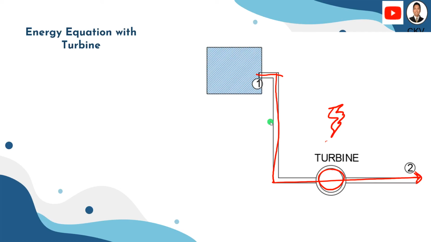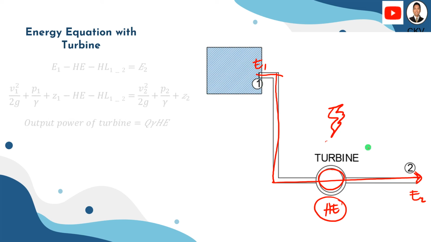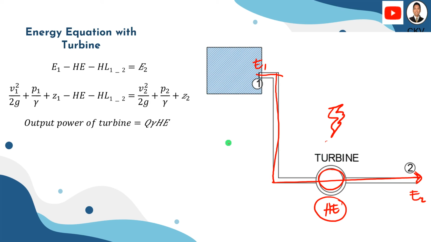As liquid flows from point 1, the energy from point 1 will be deducted or reduced by the energy due to the installed turbine. It means that the energy at point 1 will be subtracted by the equivalent head of the turbine. Our symbol for that is HE for the head of the turbine, and that will be equivalent to our energy at point 2. Applying again the energy equation, we have the energy at point 1 minus the head of the turbine.